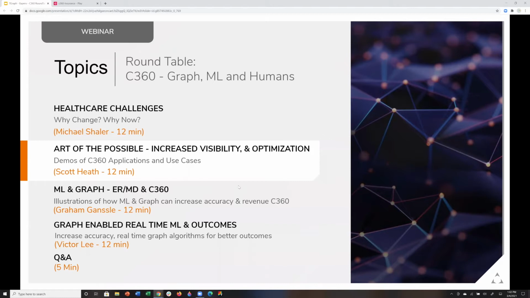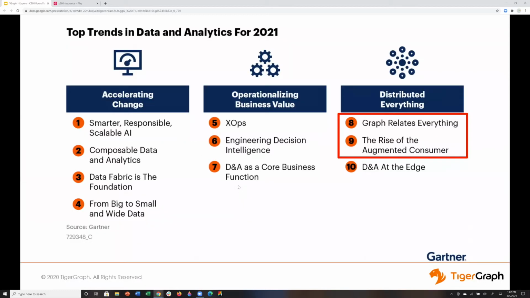And then we're going to transition to Graham, and he's going to give us an overview of a combination of machine learning and graph and how we can do entity resolution and other elements of Customer 360 to increase accuracy and drive revenue throughout. Finally, we're going to close with Victor Lee, who's going to talk about graph-enabled real-time machine learning and the outcomes that can come with that, increasing accuracy through algorithms for better outcomes. So with that, I'm going to dig into the next set of points here.